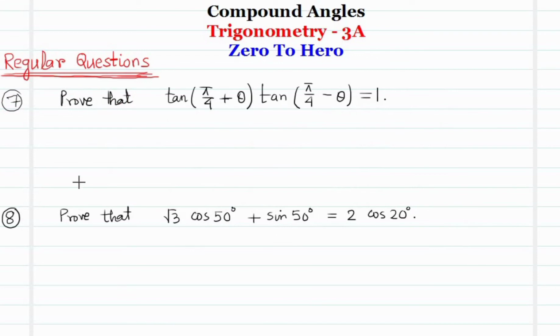We now consider two more questions. First question, that is question number 7, we need to prove that tan of pi by 4 plus theta into tan of pi by 4 minus theta, their product is equal to 1. So let us start with the left hand side.